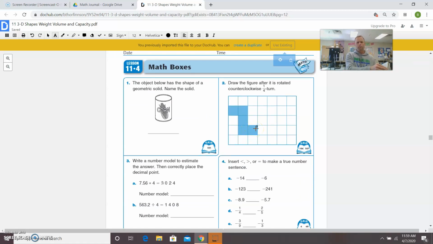The object below has the shape of a geometric solid. What is it? That geometric solid is a cylinder.